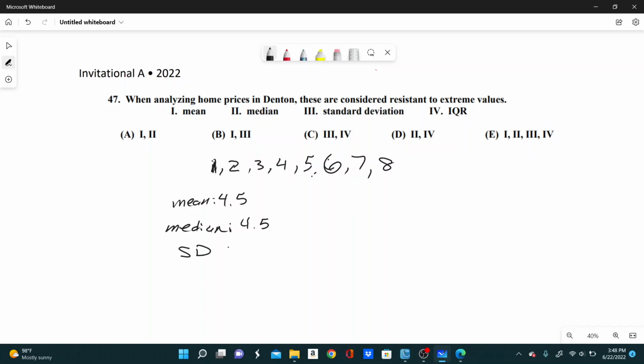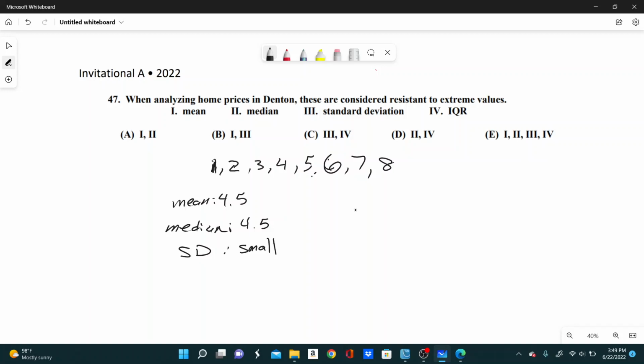The standard deviation is just how far on average numbers are from the mean. So 1 is 3.5 away from 4.5. 2 is only 2.5 away. 3 is only 1.5 away. So basically the idea is they're pretty close to the mean. So for the sake of the problem, we'll just say the standard deviation is small, because it's a little bit annoying to calculate.